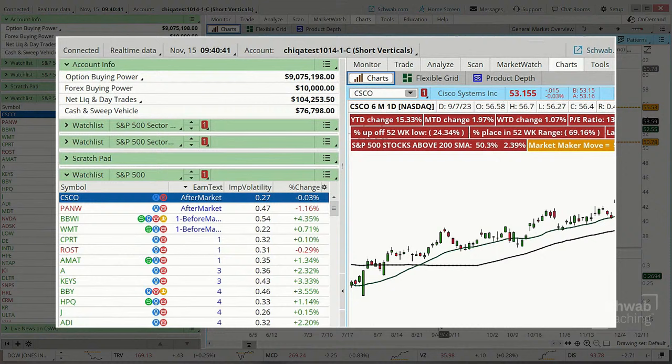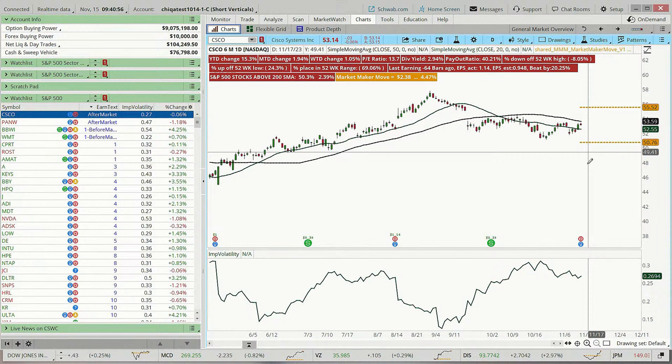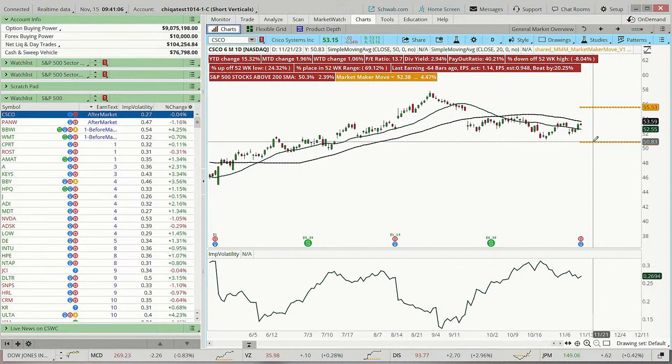You can see on here, investors, what are we trying to do here? Well, we're going to look at our market maker move here. If we stay within this zone and we sell a short call vertical up here and we do a short put vertical down here, then we should have a successful trade. Now, the reason that we would consider a trade such as this is because of the potential return over a relatively short period of time. Well, let's take a look at that.